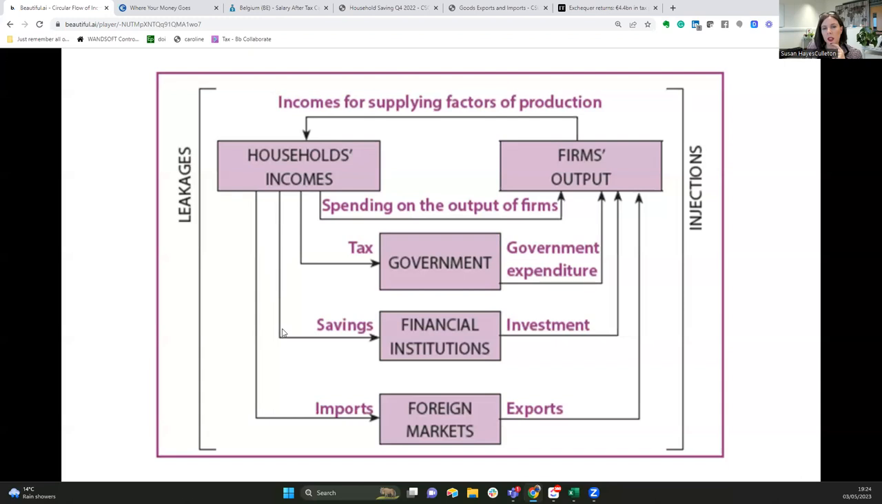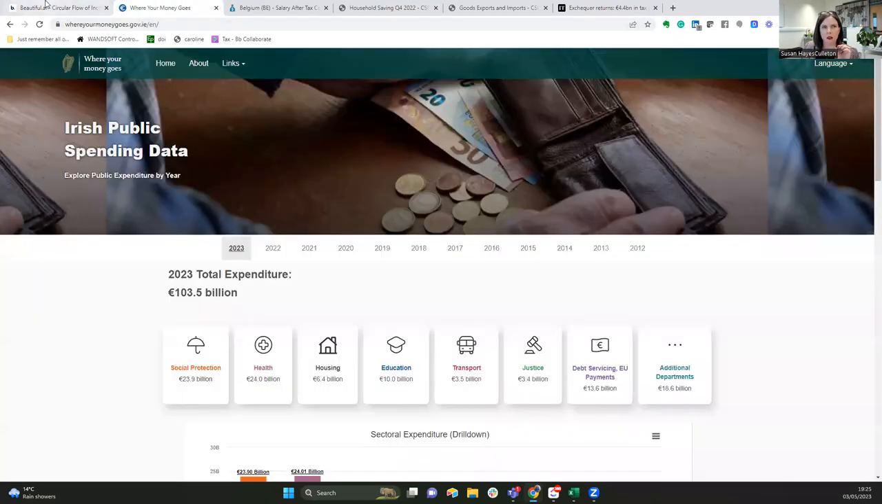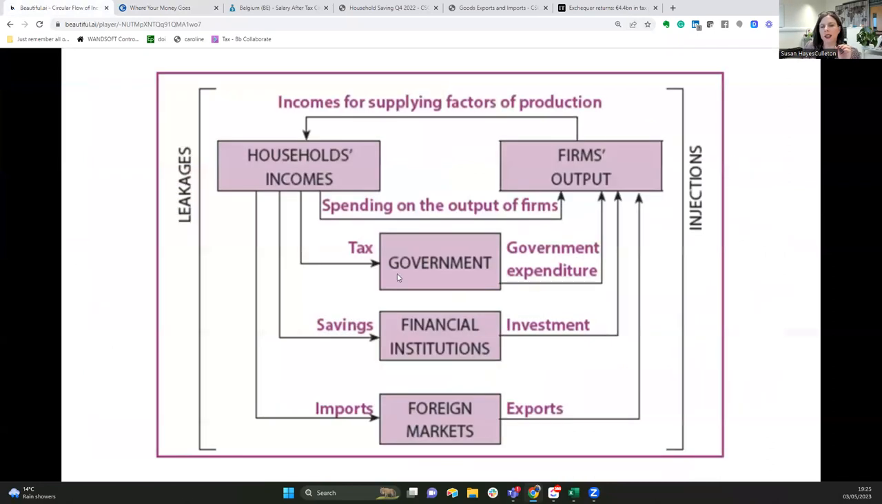But also, he saves some. He told us that he saves about 20% of his take-home pay. Since his take-home pay is 99% of what he earns, I want to keep the numbers, broadly speaking, round. That means that if he earns 100 euro, 20 euros of that goes somewhere. I didn't specify where that goes. Because I am sticking with the Irish economy, I'm going to say he saves this in an Irish institution.